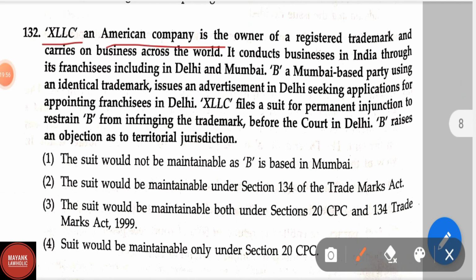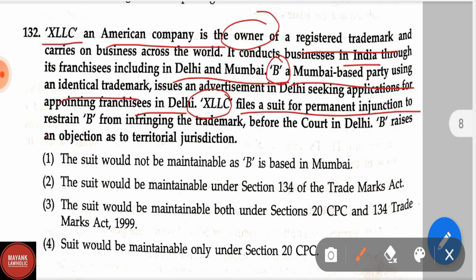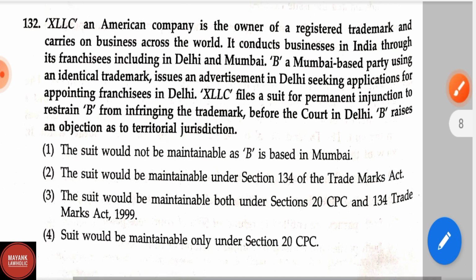XLLC, an American company, is the owner of a registered trademark and carries on business across the world. It conducts business in India through its franchisees including Delhi and Mumbai. B, a Mumbai-based party using an identical trademark, issues an advertisement in Delhi seeking applications for appointing franchisees in Delhi. XLLC files a suit for permanent injunction to restrain B from infringing the trademark before the court in Delhi. B raises an objection as to the territorial jurisdiction.